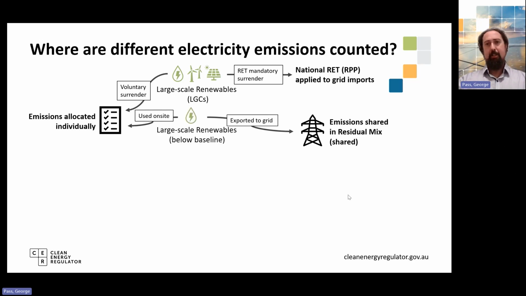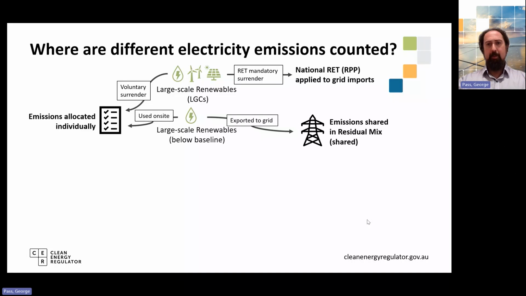We can also have large-scale renewables that are not credited with LGCs. So this could be below baseline renewables or renewables from generators that aren't registered under the RET. And this might be consumed on site, in which case it's reported as zero emissions electricity use by the individual. And then for any electricity exported to the grid from these systems, this becomes part of the residual mix. And the associated emissions are then shared across consumers via the residual mix factor.